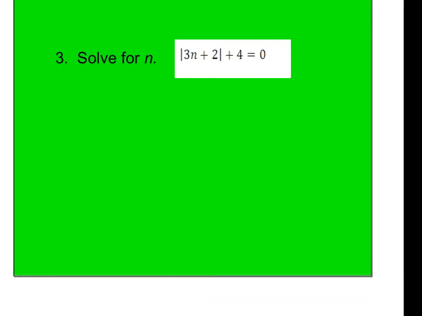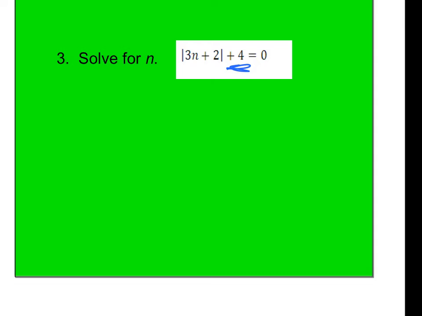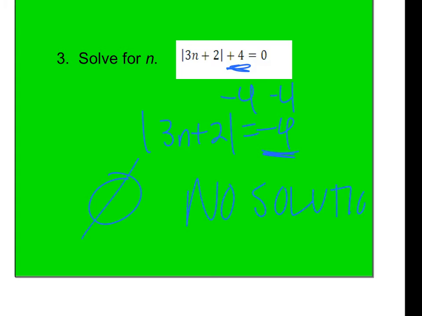Now here, before I do anything, first step, I've got to take that over. I've got to subtract 4. Absolute value only works if the absolute value is all by its lonesome. However, I run into a hiccup here because I've got an absolute value equal to a negative number. That is my no solution. That is called the null set. No solution. That's what I got.